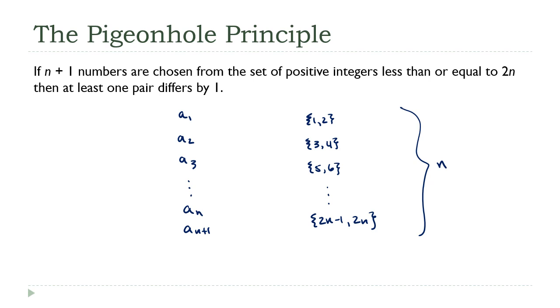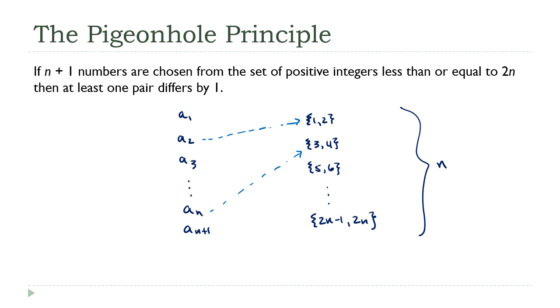All right, now think about the pigeonhole principle. The numbers you chose are the pigeons, and these pairs of numbers on the right are the holes. So what I want to do is pair up every number that I've chosen with the pair of numbers that it goes with. For example, maybe a sub 2 goes to here, a sub n goes to here, and so on.